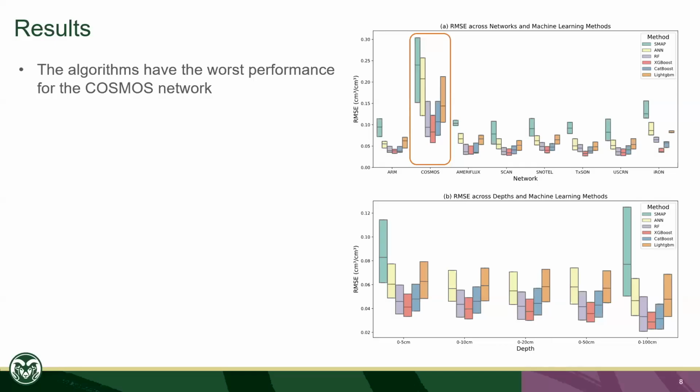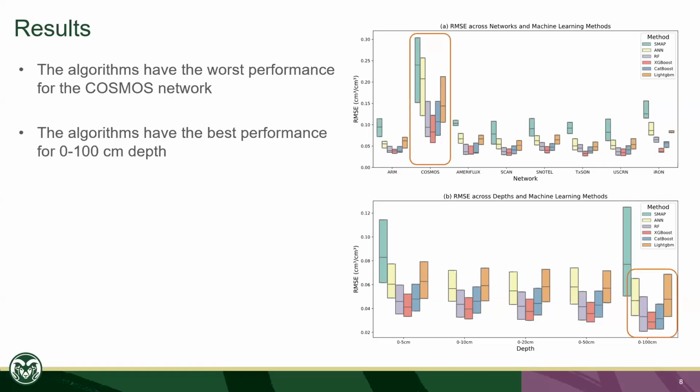The bottom graph here just examines the results of the algorithms for the different depths into the soil. And the thing I wanted to point out here is, generally speaking, the machine learning algorithms have lower errors when we consider deeper depths into the soil. And I think this is occurring simply because deeper soil moisture tends to be more stable through time, and I think it's easier to predict.